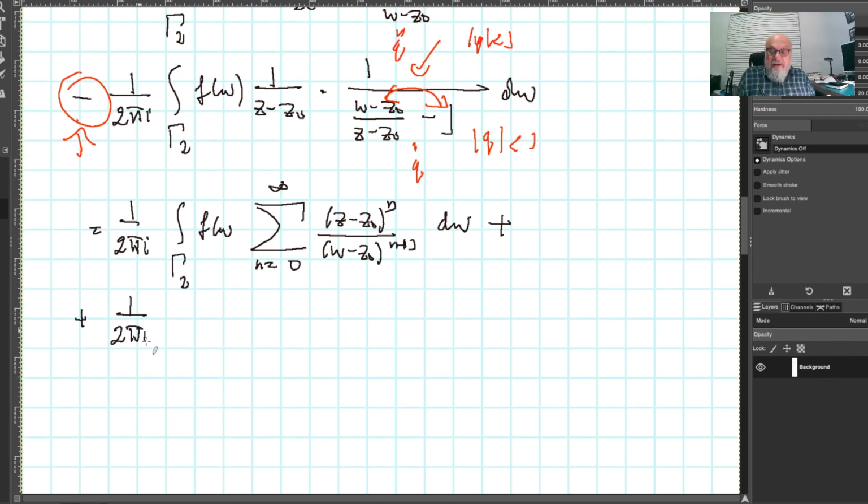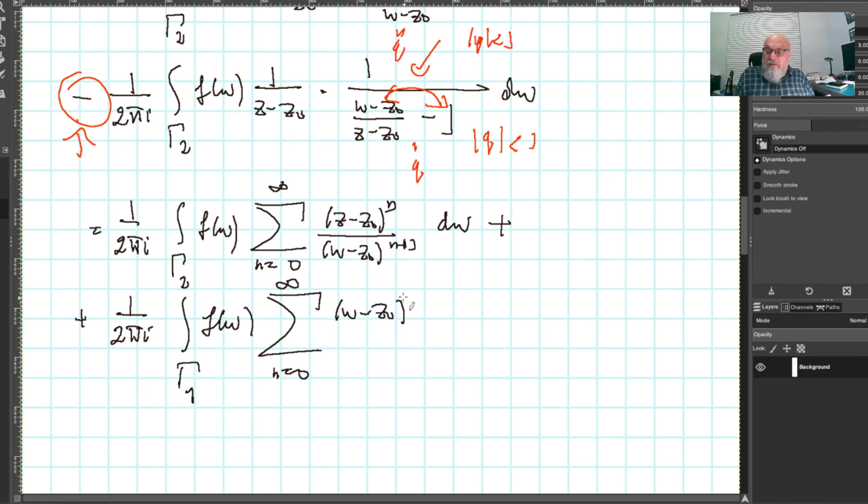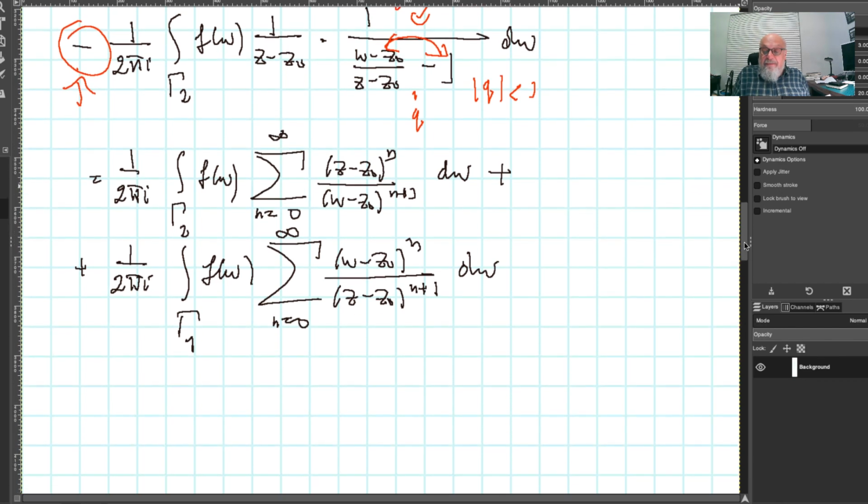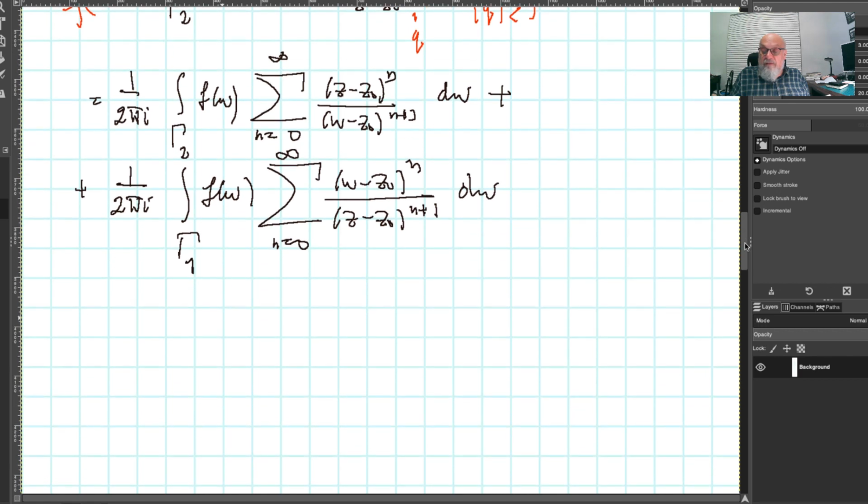1 over 2 pi i, integral over gamma 1, and then I put here f of w, and here we have the power series, and this power series looks similar. n is equal to 0 to infinity, except it is (w minus z0) to the power n, and this is (z minus z0) to the power n plus 1. Very good, and then of course dw. So the next step is the following. We can actually enter the integral inside.